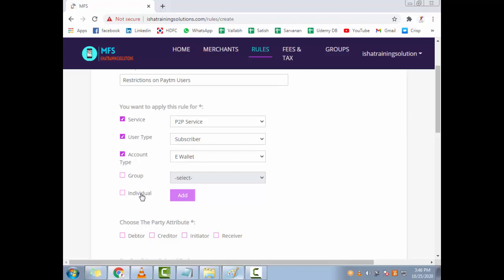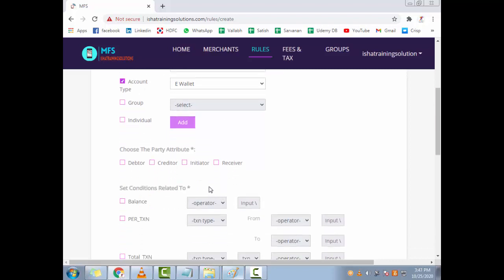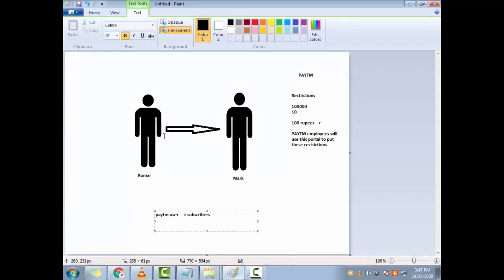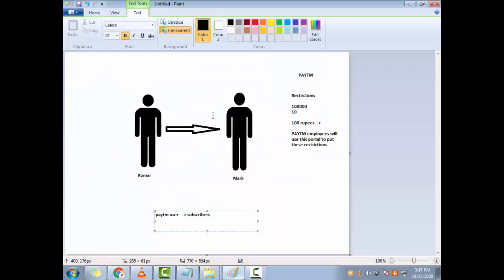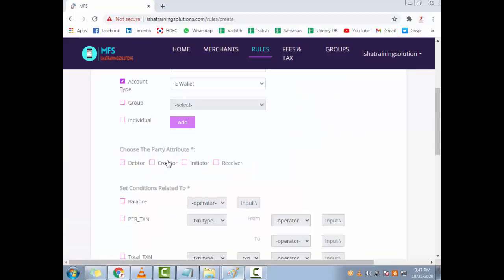Group and individual, we will look into later. User type, we will again look into later, and service also, we will explore these options later. For now, it is person to person. These rules or restrictions are applied to the subscribers and a wallet. This rule should be applied both to the debitor and creditor. Here Kumar is transferring the money to Mark, so the debitor is Kumar and Mark is the creditor.